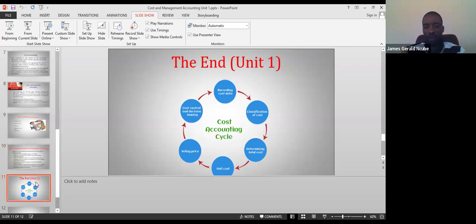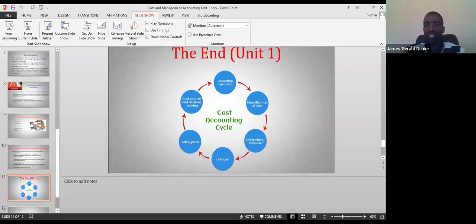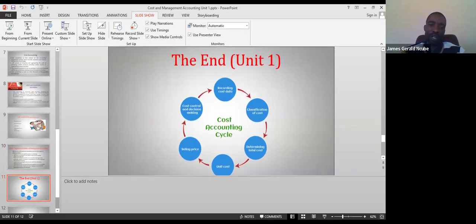Just to sum up what we've been talking about, just to go through the cycle of management accounting. We are talking about the first point being recording of cost data. Data must be recorded. All the cost data, all the cost elements must be taken down. There must be accounting, a record keeping of all the cost data involved.